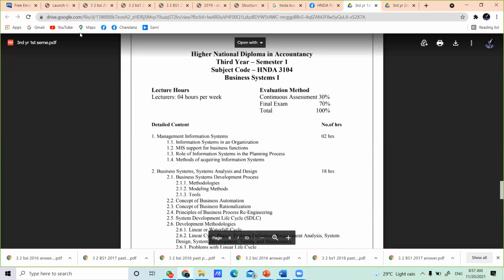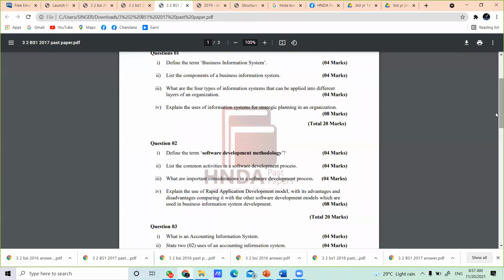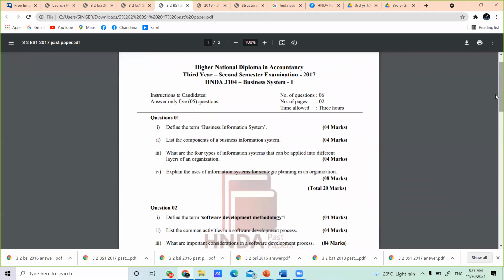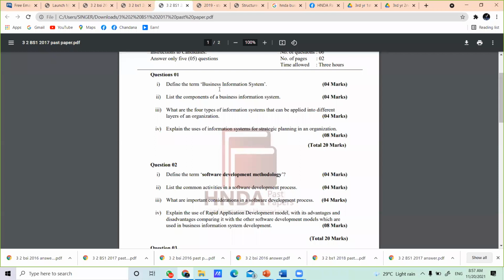Here I am going to show some question papers. First, look at this question paper, the 2017 question paper, business system 1. Look at the first question. Define the term business information system. Once you are familiar with what an information system is, you will automatically get an idea about what a business information system is. Then list the components of a business information system.